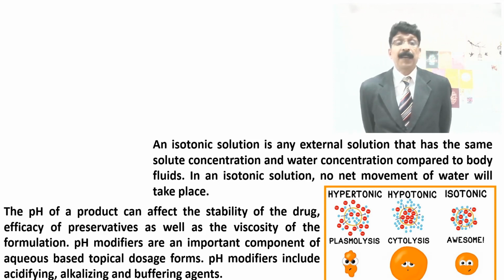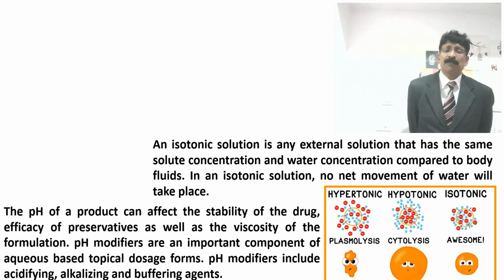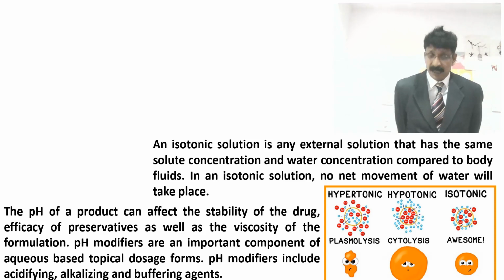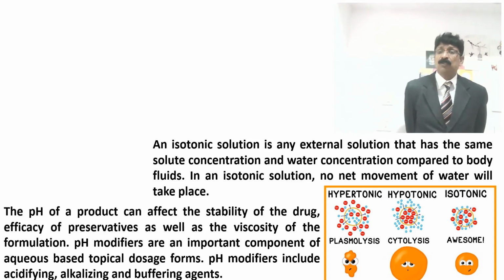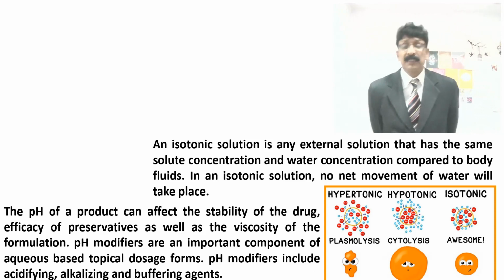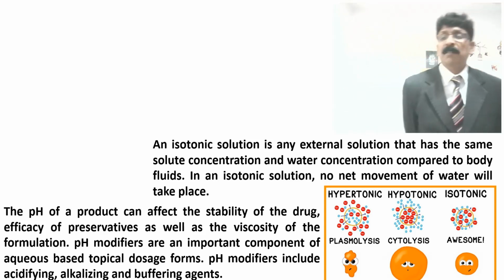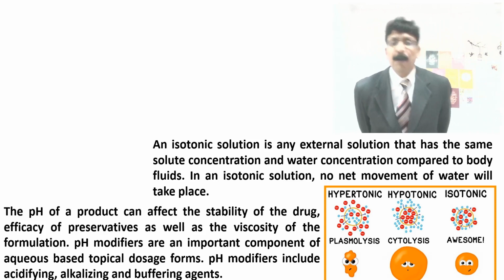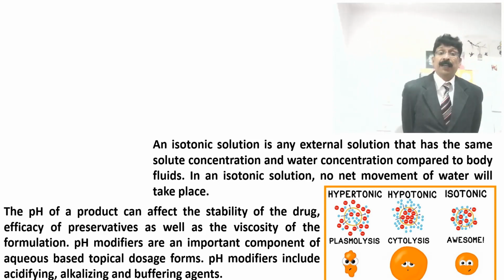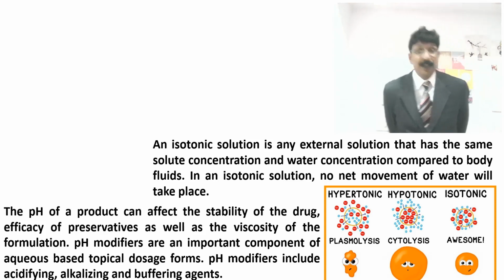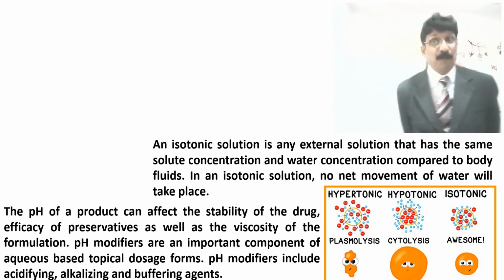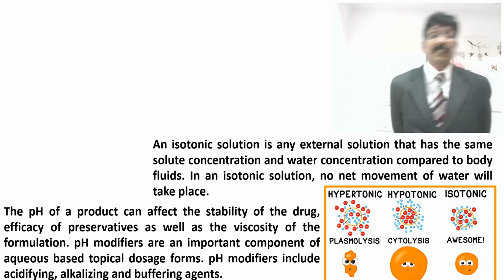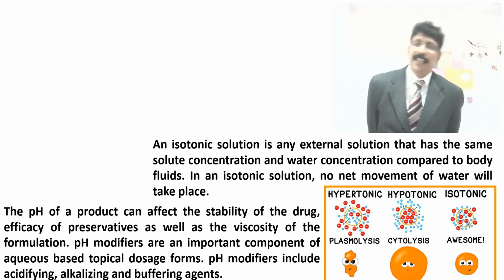The pH of the product can affect the stability of the drug, the preservative, as well as the viscosity of the formulation. pH modifiers are also there, called buffer substances or buffer solutions. Buffers are pH modifiers and are an important component of aqueous-based topical dosage forms. pH modifiers include acidifying agents, alkalizing agents, and buffer agents. So sometimes acidification will also change the pH.